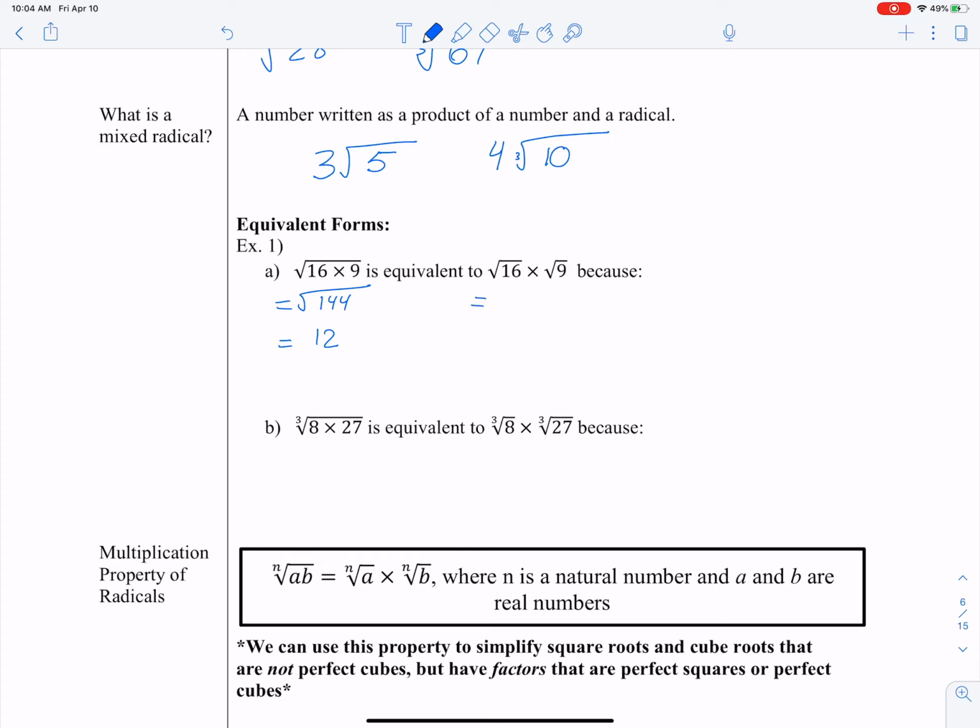Whereas if we did the square root of 16, that's 4, and the square root of 9, that's 3, and then we multiplied 4 times 3, it would give us 12. So notice that the final answers are the same. Mathematically speaking, you can write this like this, or you can write this like this. It means the same thing, and that's going to be important later.